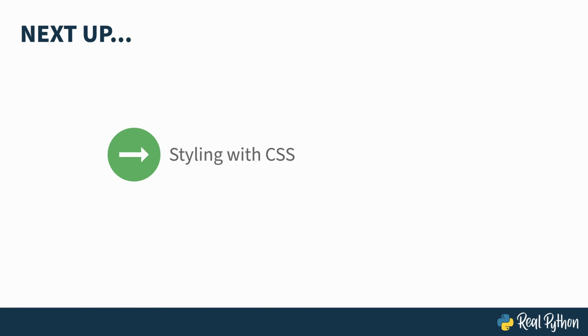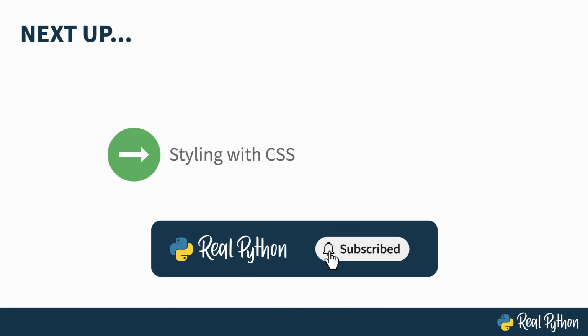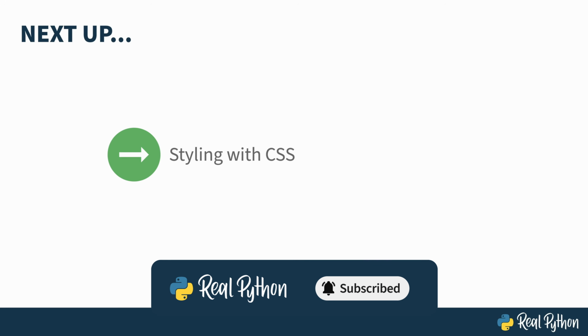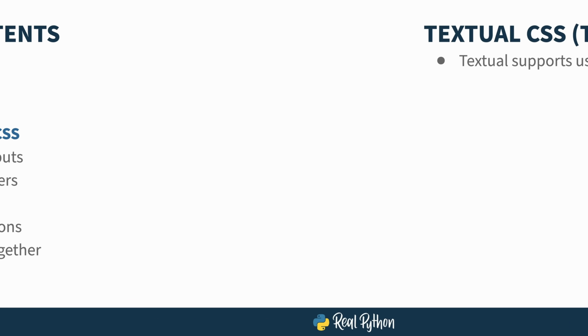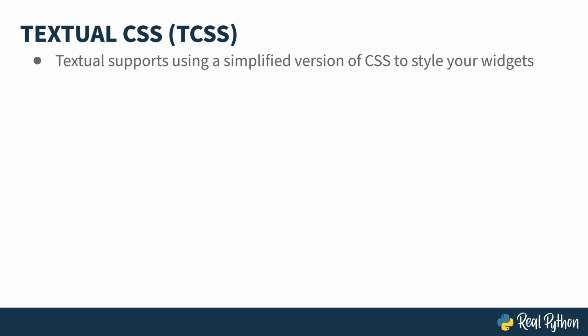Next up, more on styling and how to use CSS to control your app's appearance. In the previous lesson, I showed you how to style text widgets using the styles property. In this lesson, I'll show you the power of Textual's CSS mechanism. Textual supports a subset of the cascading style sheet interface used to style web pages. They call the subset TCSS.